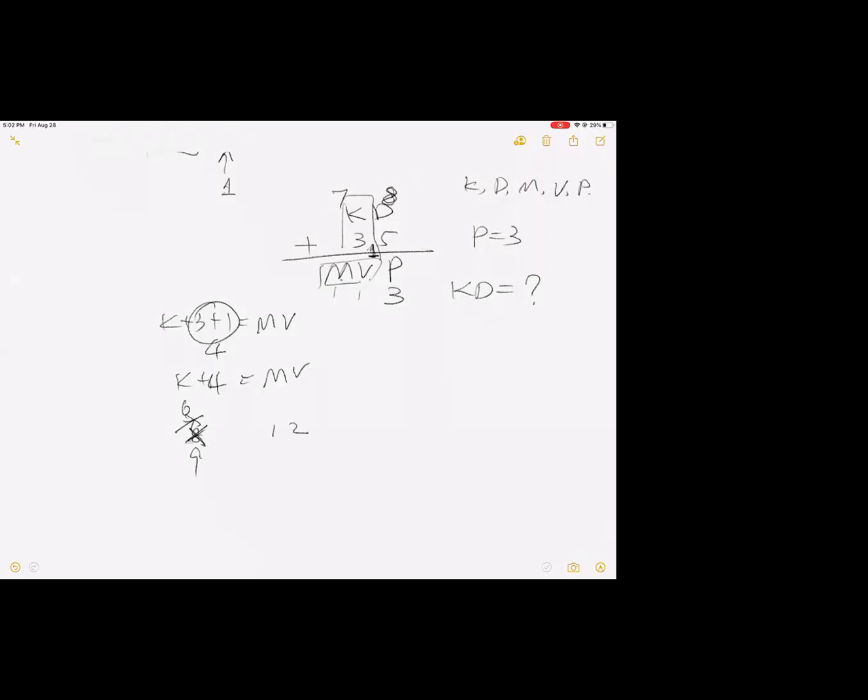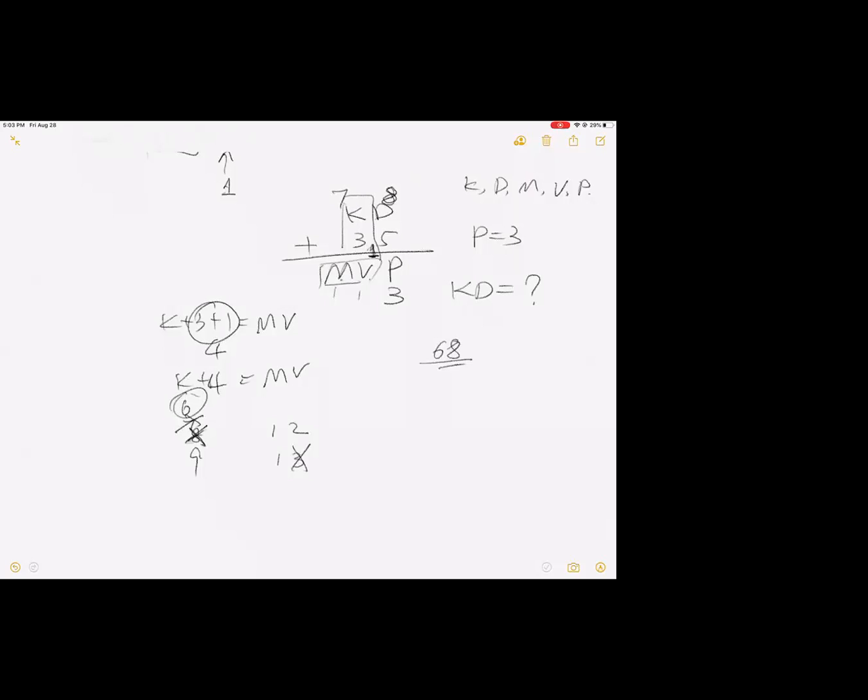And then if it was 9, 9 plus 4 is 13, and T is already 3. So V cannot be 3. Okay, so that's why K is 6. So the answer is 68. Very good. Okay, good job.